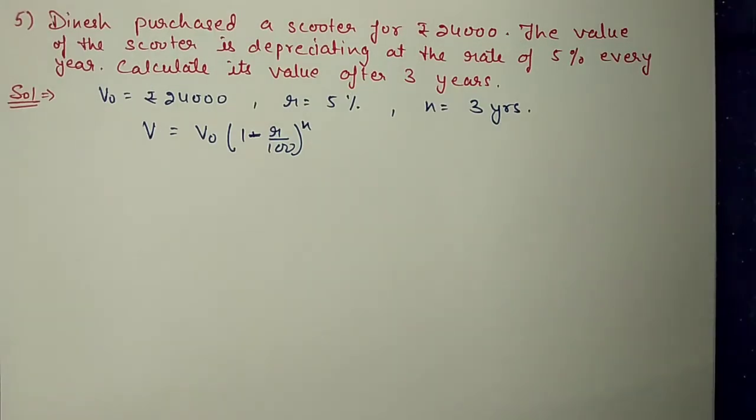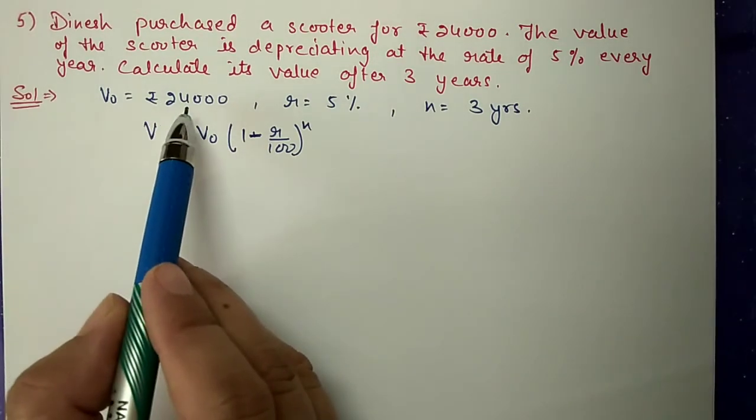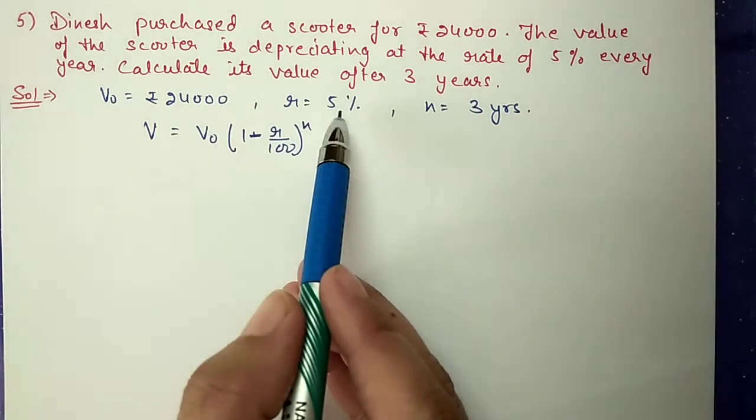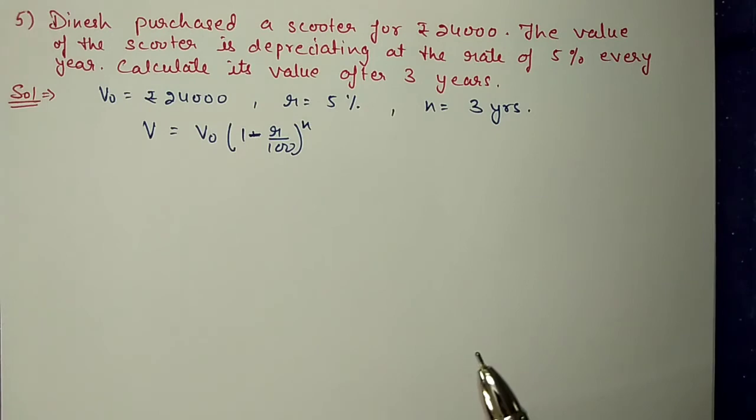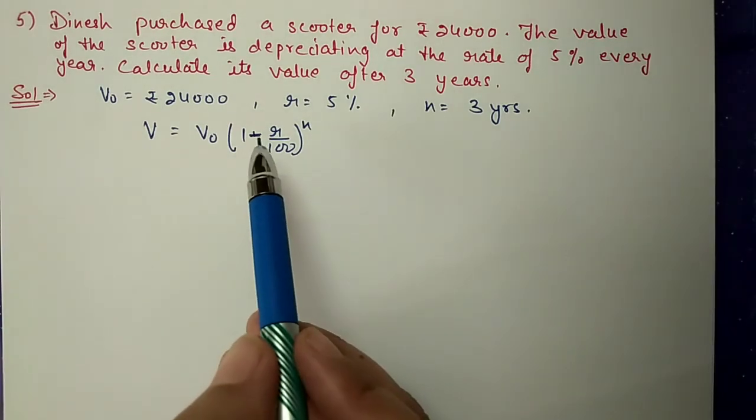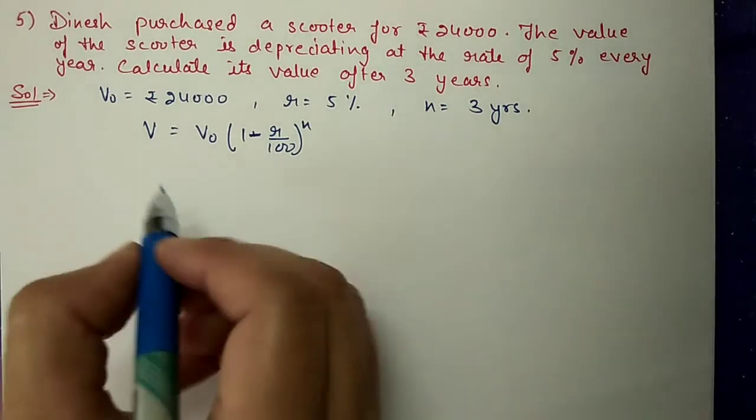Next, question number 5. Dinesh purchased a scooter for 24,000 rupees. The value of the scooter is depreciating at the rate of 5% every year. Calculate its value after 3 years. So, present value is given 24,000, rate of depreciation 5%, time is 3 years. We have to find out the value after 3 years. Because here depreciation is there, the minus symbol will come.